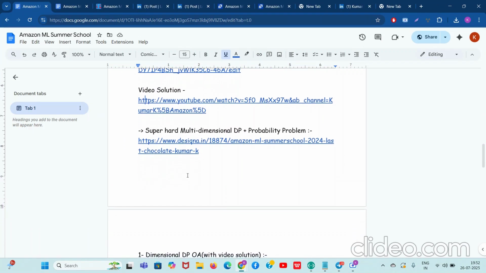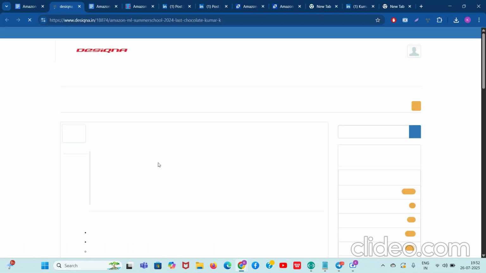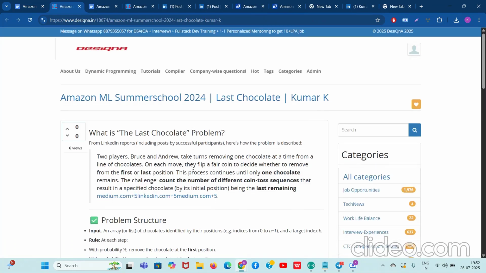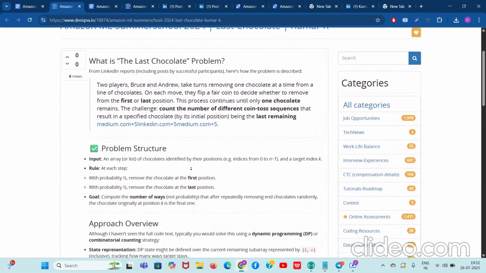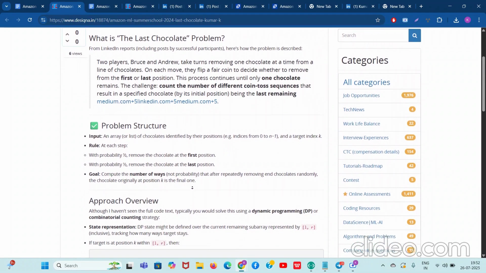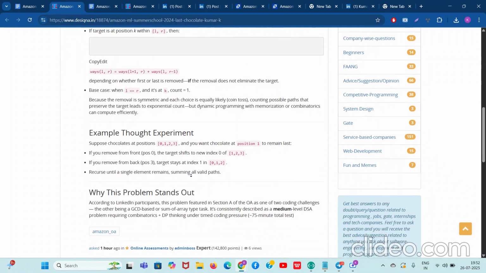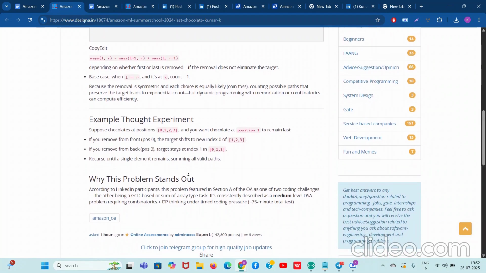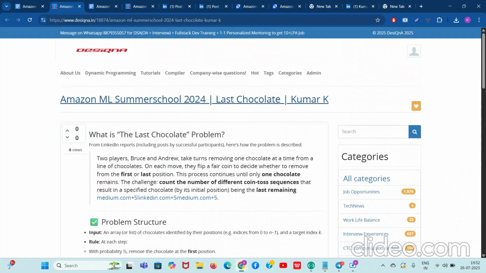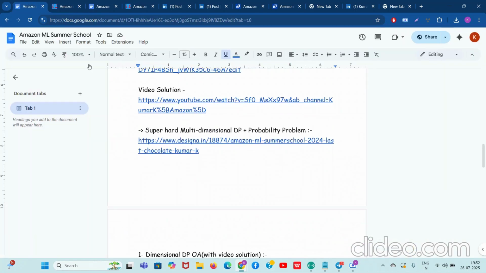Then guys, another type of problem which was asked last year was a super hard multidimensional DP plus probability problem. You need to apply multidimensional DP and probability concepts to solve this problem. Its code and its solution are also available with us, so you do not need to worry about that.